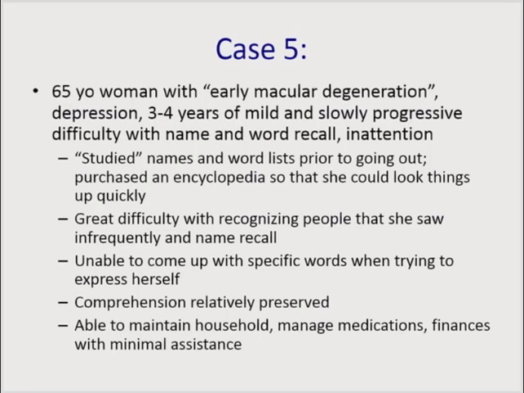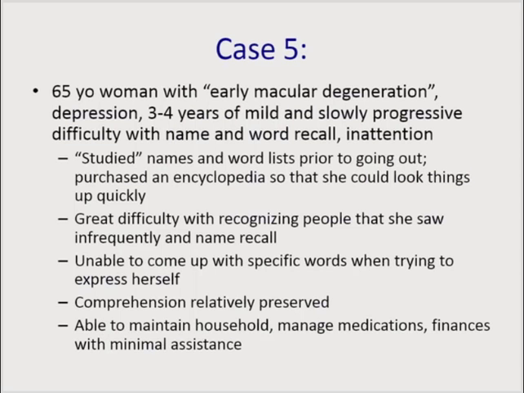So the next case is a 65-year-old woman with what was called early macular degeneration. She had some difficulty with name and word recall. This was pretty mild initially, but had been progressive. And she told me that she would study names before going out, so she would remember them. She recounted a story of going to her high school reunion and sitting with her yearbook, trying to remember all the names before going out. And it didn't help. She carried around a pocket dictionary as well, which I thought was interesting.